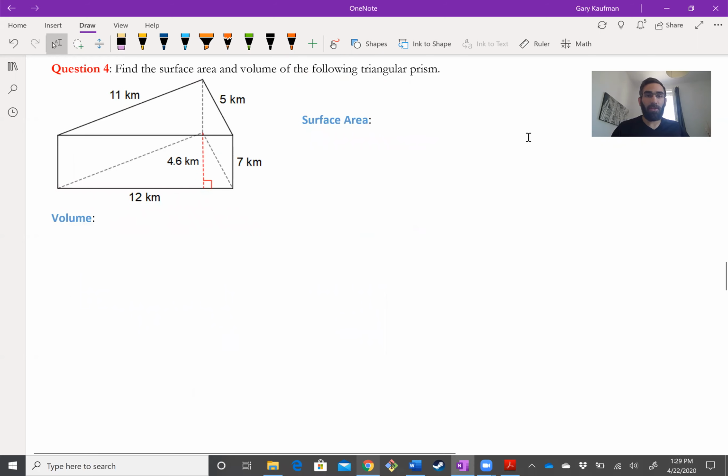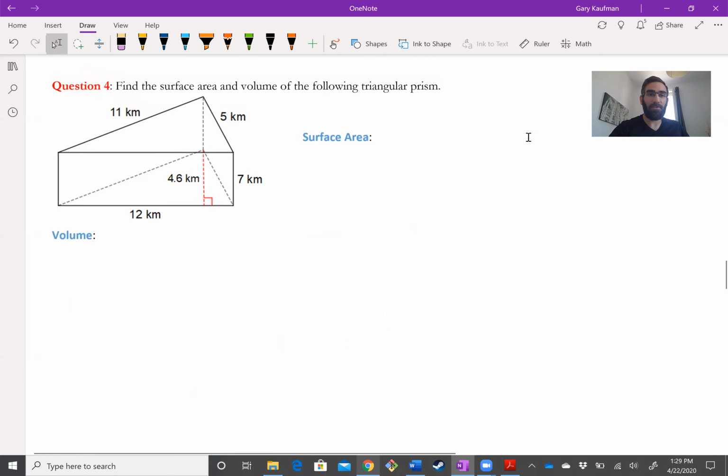There's no part B for this. Purely find the surface area and volume of the following triangular prism. Again, use a net to help you. Use color coding to help you make sure you have the correct height of the triangle versus height of the prism. Go ahead.